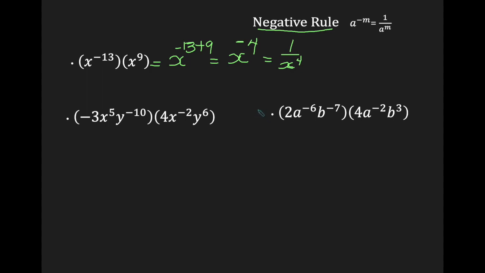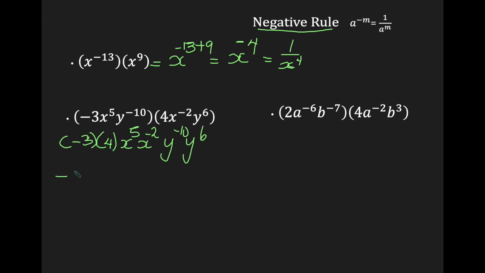Let's try another problem. Here I have negative 3, x to the 5th, y to the negative 10, and I'm multiplying 4, x to the negative 2, y to the 6th. So remember, the coefficients will multiply each other. So the negative 3 is going to multiply the 4. Then x to the 5th is going to multiply x to the negative 2. Y to the negative 10 is going to multiply y to the 6th power.